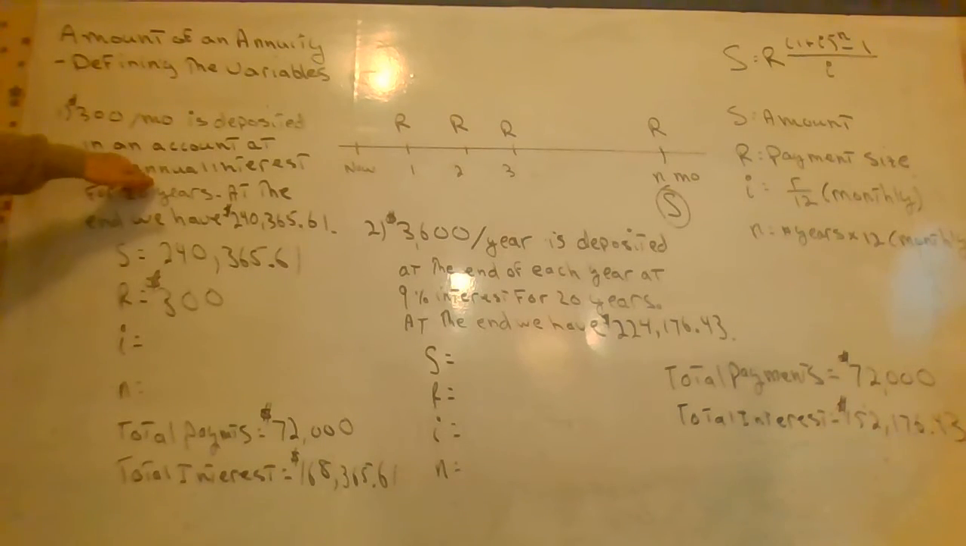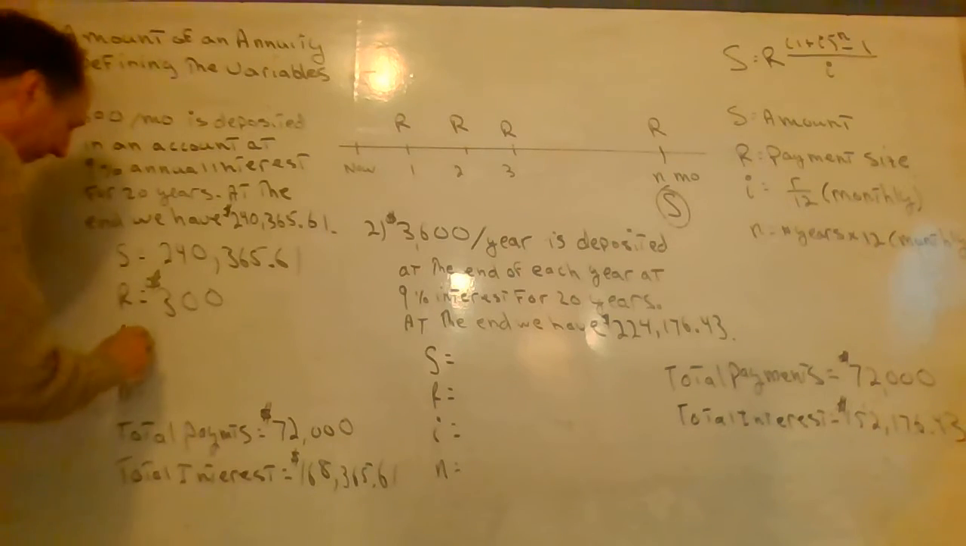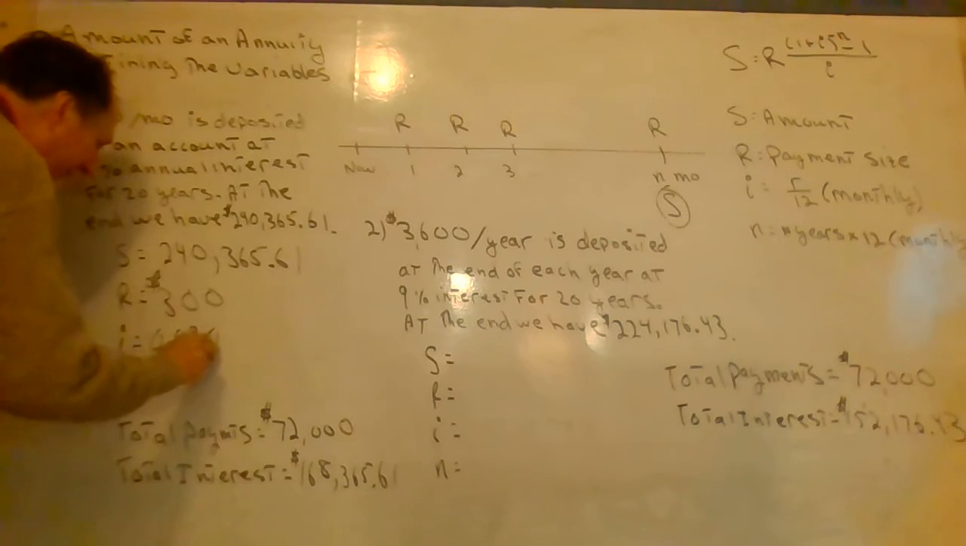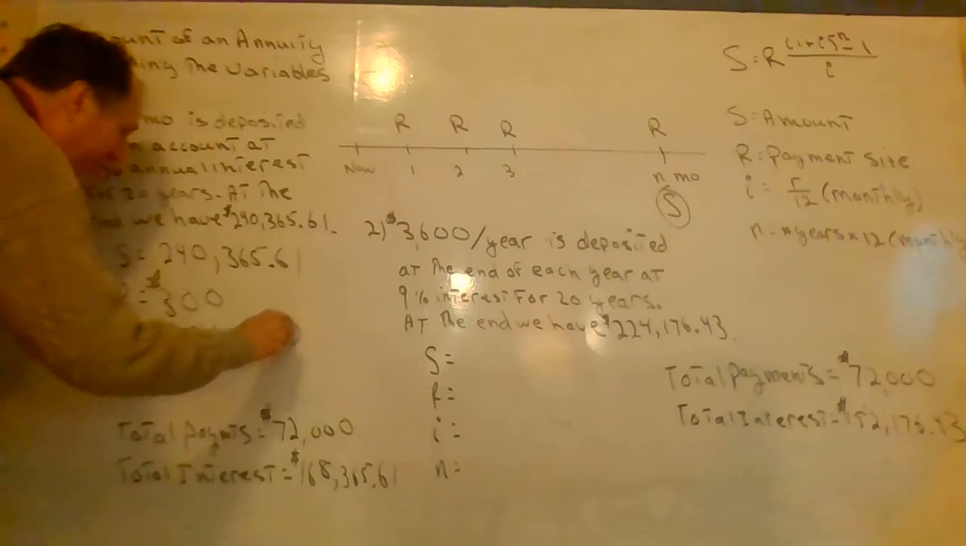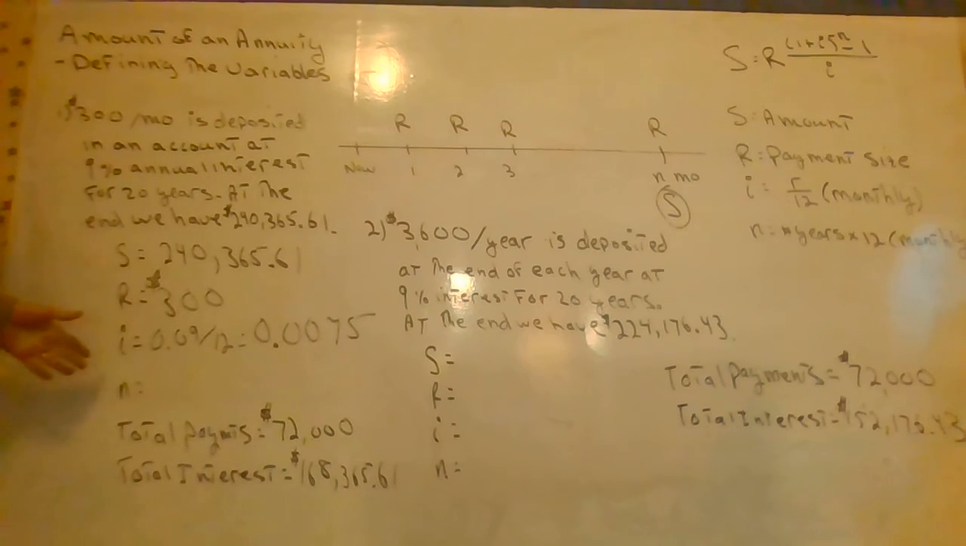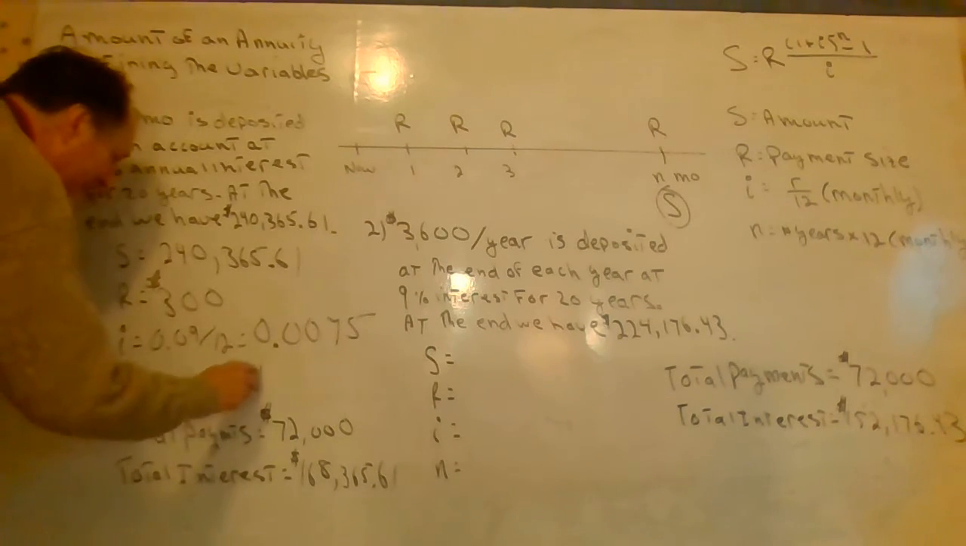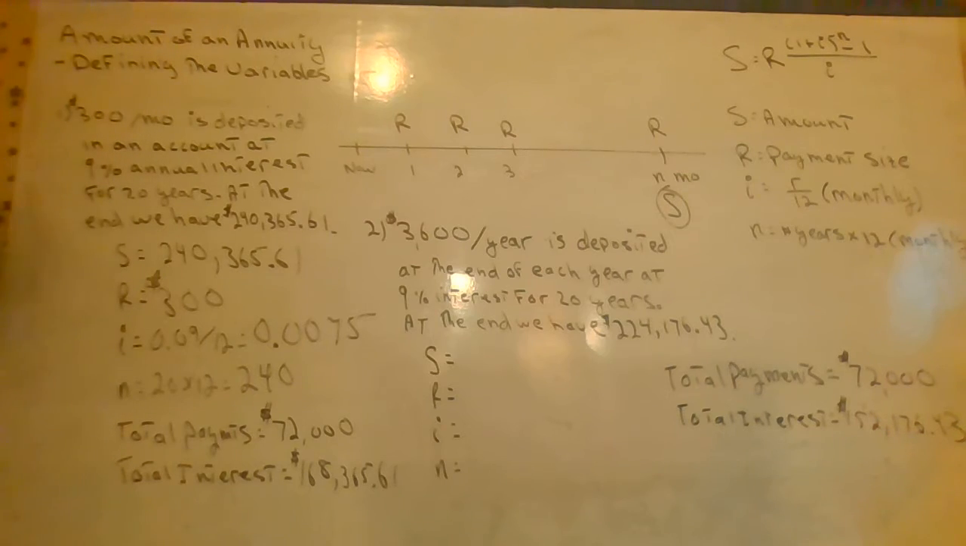Now this is an annual rate, but money is going in monthly. Okay, per month, $300 per month. So I has to be per month. That's why we divide 0.09 over 12. It's going to be 0.0075. N is going to be the number of months. How many months in 20 years? 20 times 12, 240.